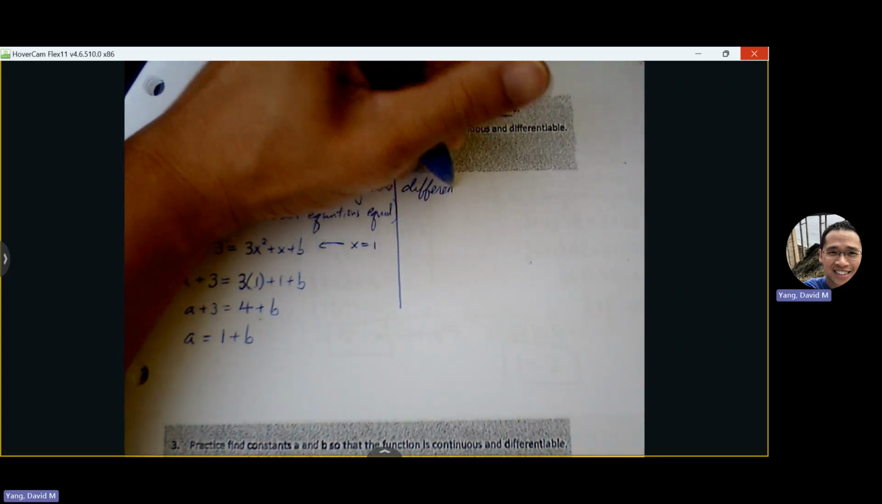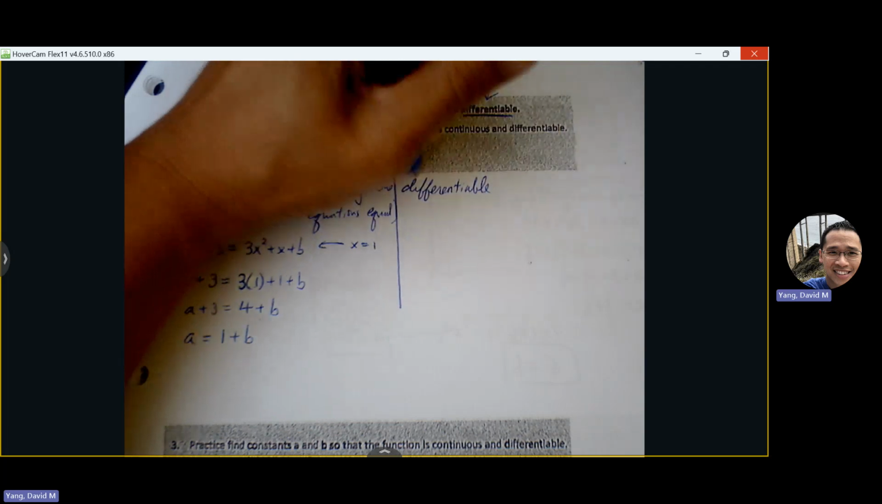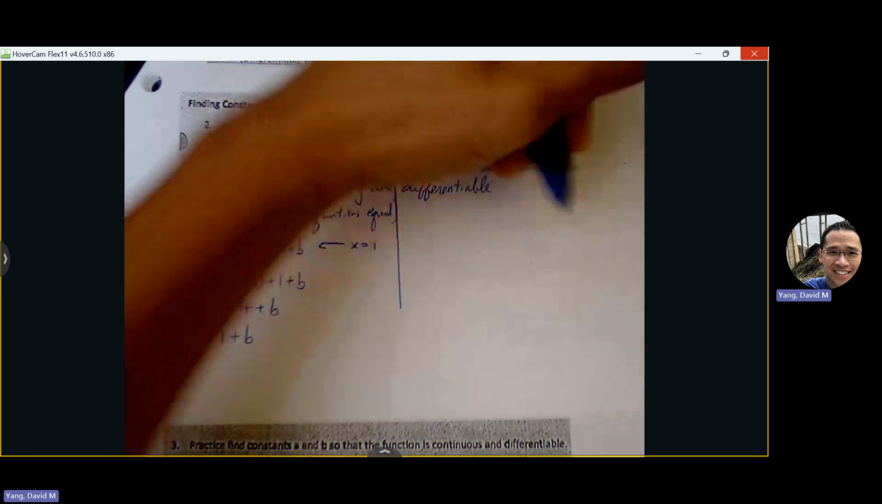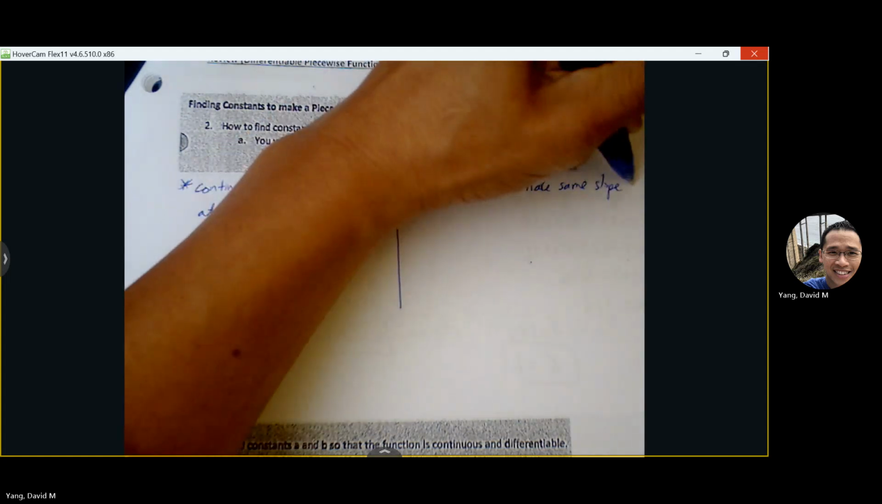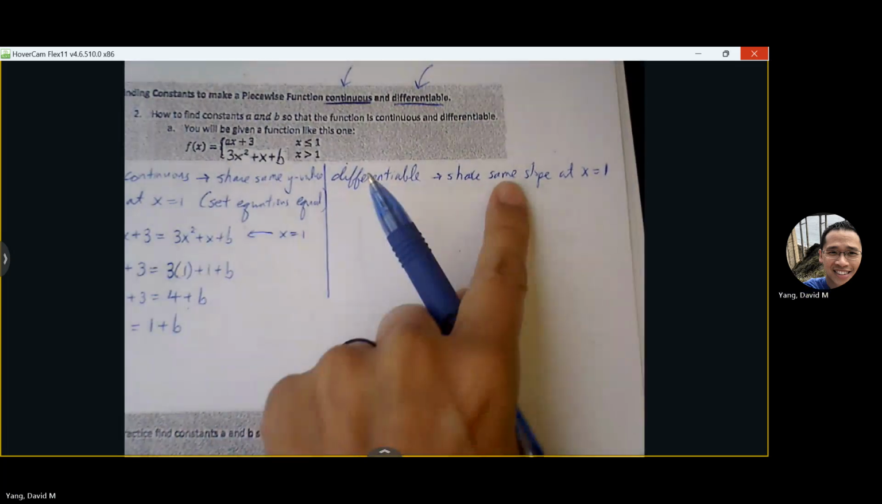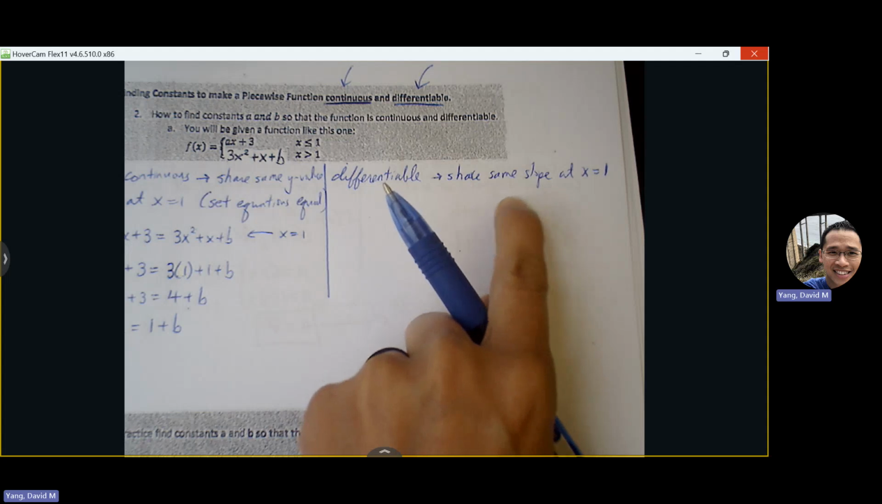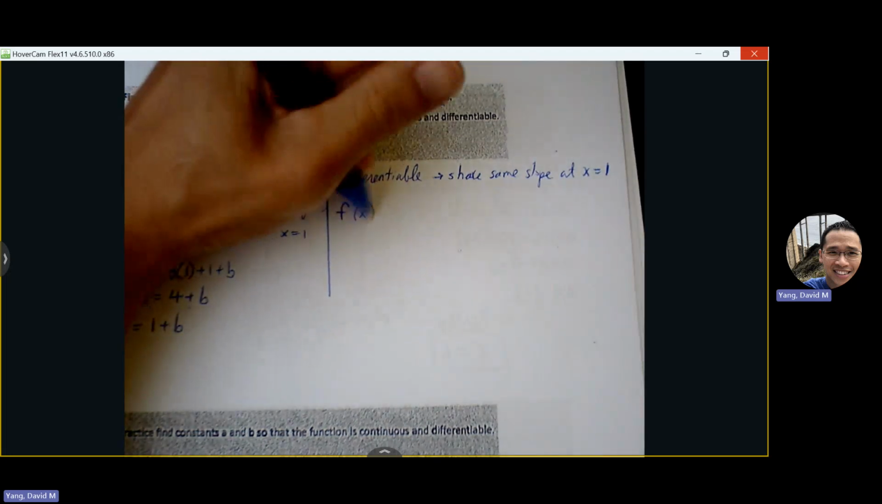So differentiable means a smooth curve. So what we want is we want the two graphs to share the same slope at their meeting point, at their potential meeting point, at x equals 1. So if we want the two graphs to share the same slope, what do you think we need to find if we want to find information about slope? Derivative, yeah, derivative. So let's find f prime. Let's find the f prime piecewise function.